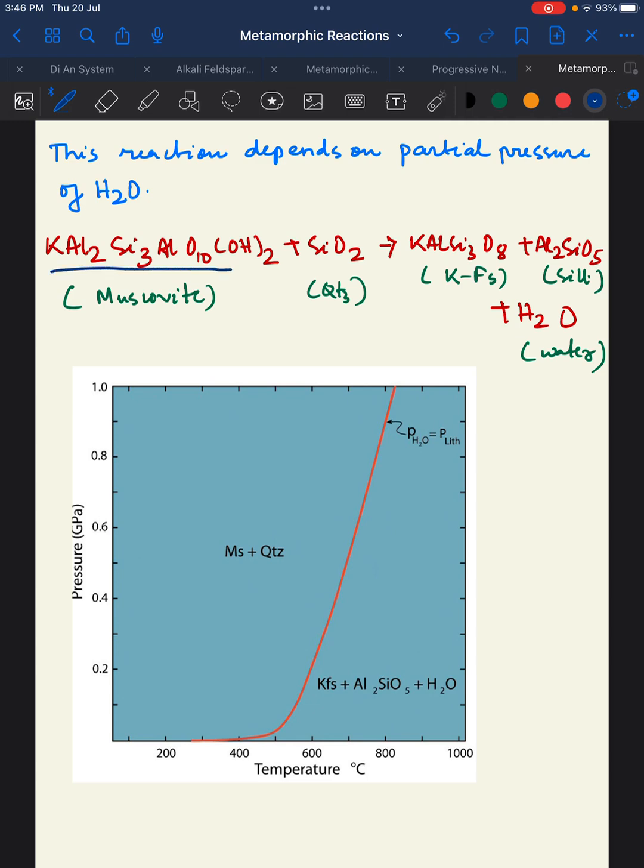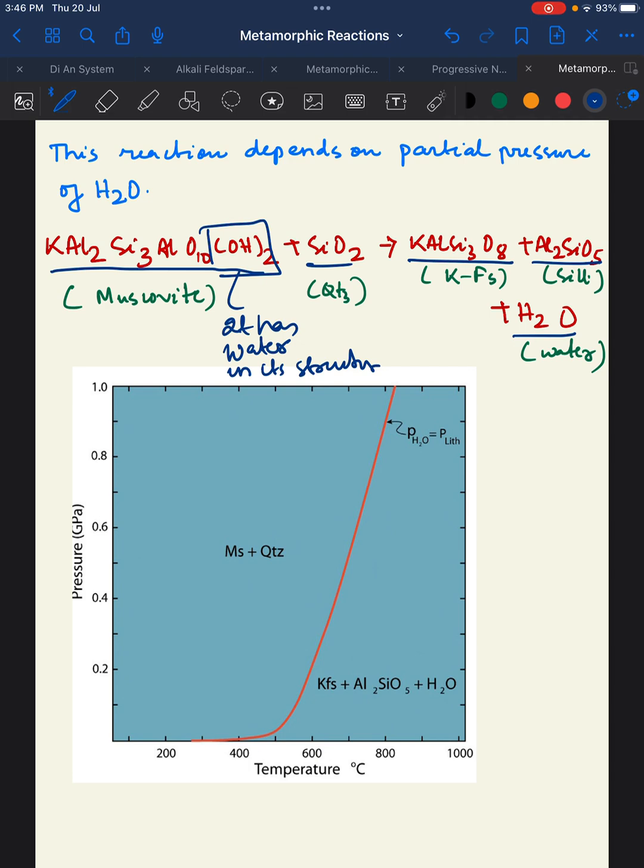KAl2Si3O10(OH)2. This is muscovite. This is quartz. Muscovite is a hydrous phase. That means muscovite has water in its structure. So it reacts with quartz to form K feldspar, that is orthoclase, plus sillimanite, that is Al2SiO5, plus water. This is a dehydration reaction because water is getting removed. Muscovite is losing its water and water is getting formed as an independent phase here. So this is a dehydration reaction.